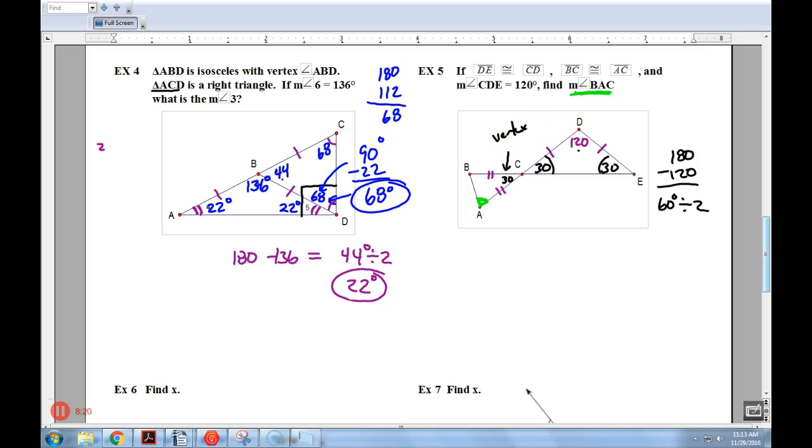Okay, the base angles are both of these green ones down here. These guys are the base angles. They match up. So I got to play the same game again. I have 180 degrees in a triangle. I subtract the 30 in the vertex. Leaves me 150. Divide it by 2, which is going to put me at 75 and 75. So the answer to this question is 75 degrees.